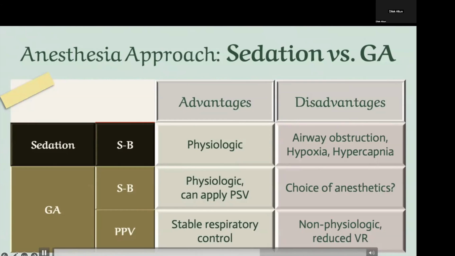In contrast, with GA, we can maintain spontaneous breathing using techniques like pressure support ventilation, PSV, or use positive pressure ventilation, PPV, for more stable respiratory control. However, PPV can be non-physiologic for Fontan circulation, and it's important to understand that measurements taken during catheterization under PPV may not reflect the patient's natural physiological state. Ultimately, the choice between sedation and GA depends on the patient's condition, the complexity of the procedure, and balancing the benefits of spontaneous breathing with the need for secure airway management and stable ventilation.